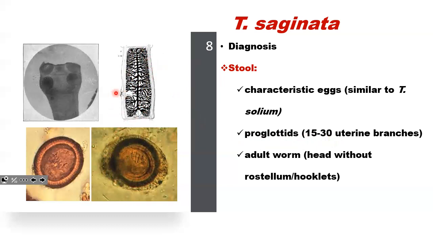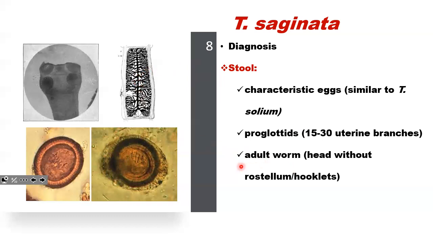So what we normally do in the lab is to introduce a dye through this genital pore to outline these branches. And then we count. So if you have like 15 to 30 uterine branches, that is highly suggestive of Taenia saginata species. And if you look at the gross proglottid, it is longer than it is wider. So if you compare the longitudinal axis to the transverse axis, you find out that the longitudinal axis is longer than the transverse axis. So this is highly suggestive of Taenia saginata.